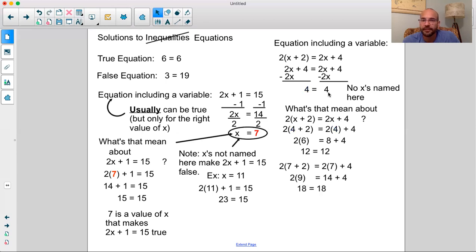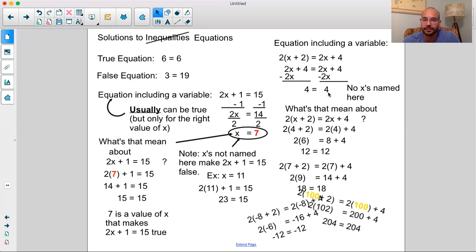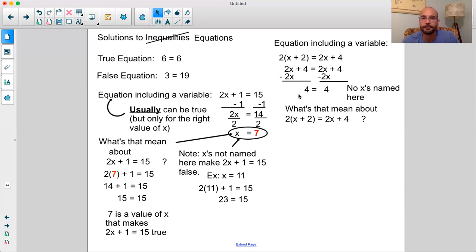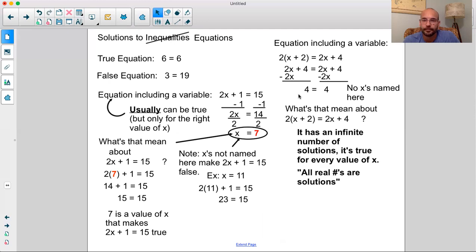Because there's nothing magical about 4. 7 works, and that has nothing to do with the equation. -8 works. Where'd I get that from? Any number seems to be working. 100 works. So when no x's are named in your final line, you've got two choices. Either every number was going to make that equation true, that's if it becomes a true equation, or no numbers were going to make it true. This was one of the cases where we have an infinite number of solutions.